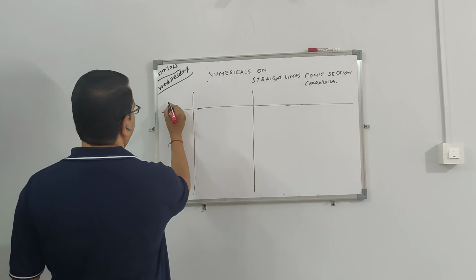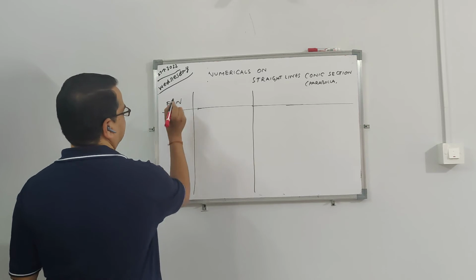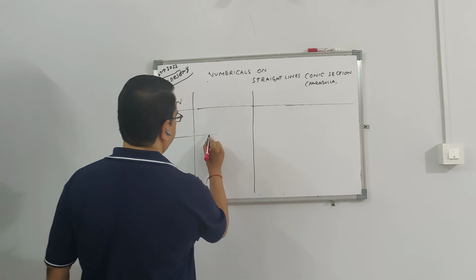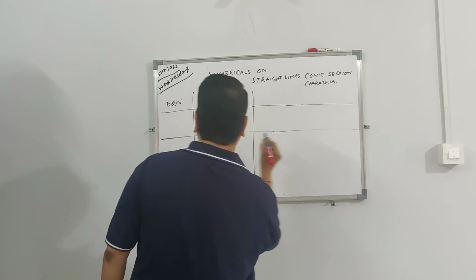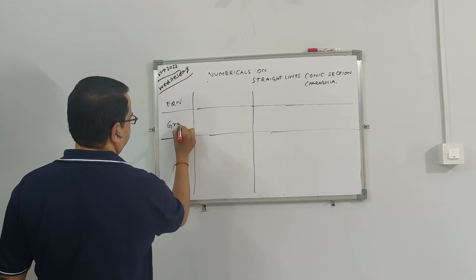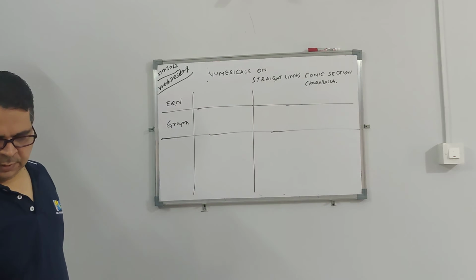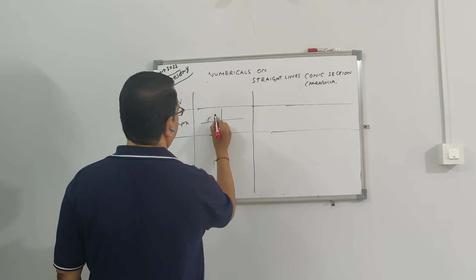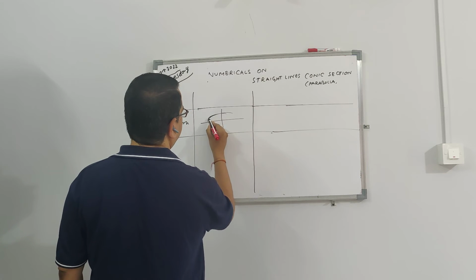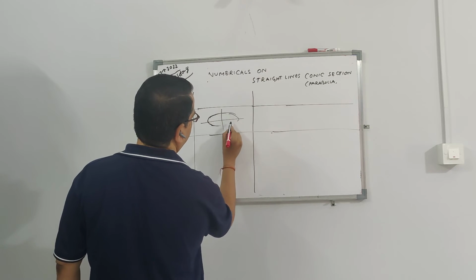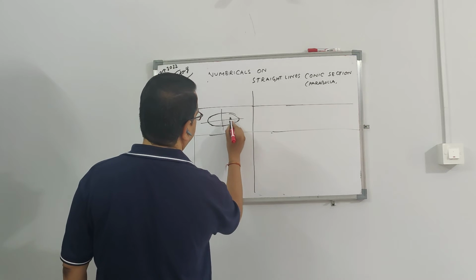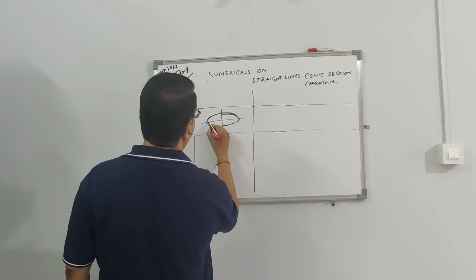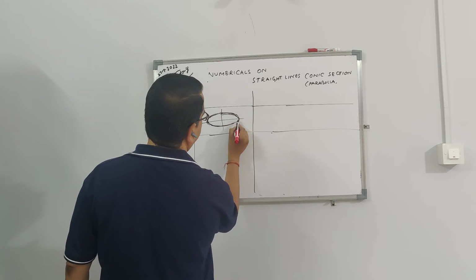So your equation, and then you are drawing the graph here. Your ellipse can be like this. Okay, so this is your ellipse.